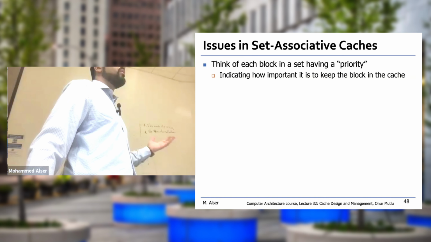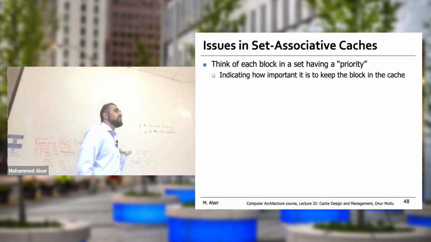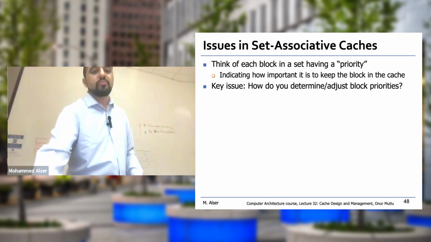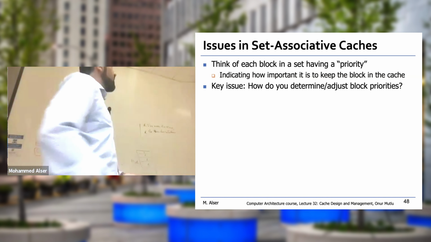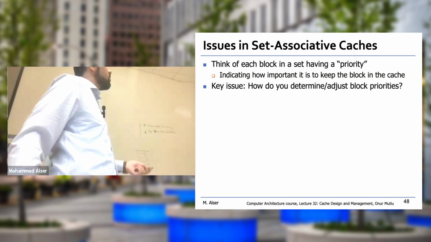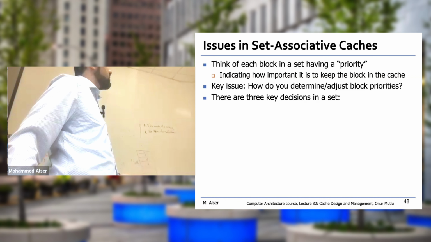And remember, the cache is something close to the CPU, meaning that whenever the CPU needs more data to be processed, it should be in the cache. That's why we really worry about which cache block to keep and which cache block to remove. The key issue here is how you determine or adjust block priorities.